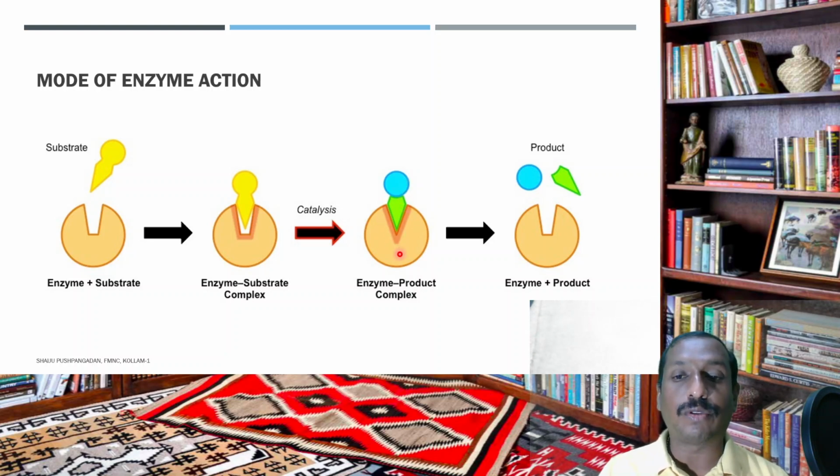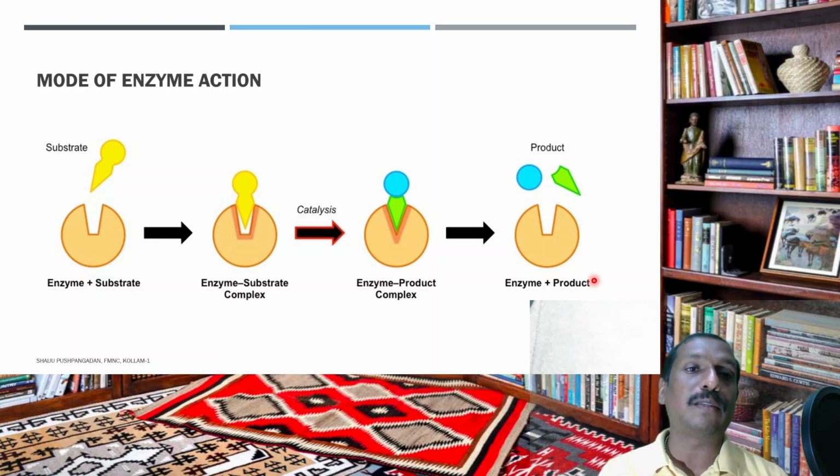These are the products associated with the enzyme, and that is another complex. This is simply called the enzyme product complex. And finally, the products will be released, so that the enzymes remain as such without any change, but the substrates are changed into products. So enzymes and products will be released at the end of the biochemical reaction.